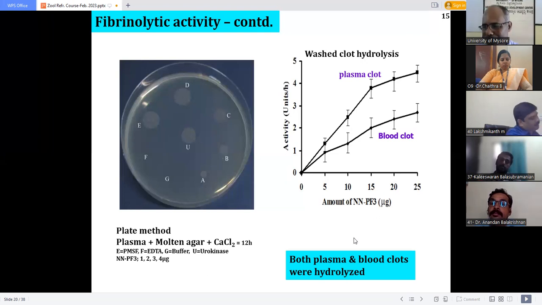It's most important. That means, in vivo, it has to degrade the whole blood clot. In case it's a potential drug candidate, this is most important. Our protease is degrading the blood clot as well. It is anticoagulant. It is degrading the blood clot. Most important.